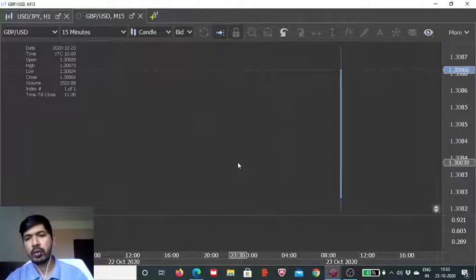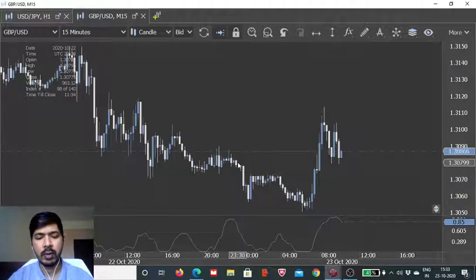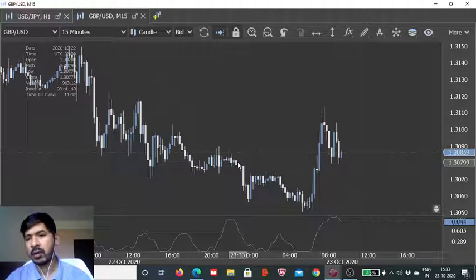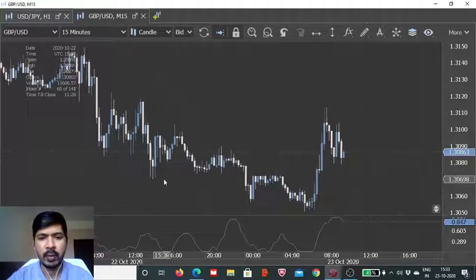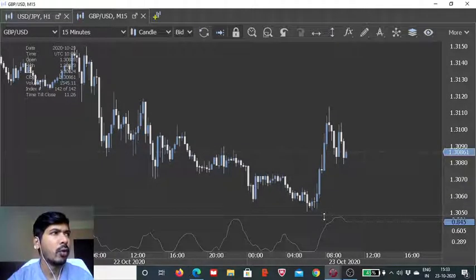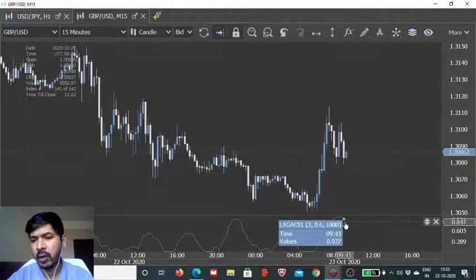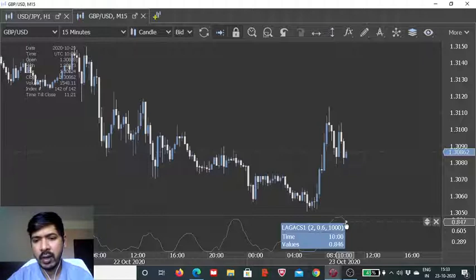It is taking too much time. I think there is some problem. Okay, all good. So this is the GBP USD 15-minute chart. We have the value for the current candle, Laguerre ACS.